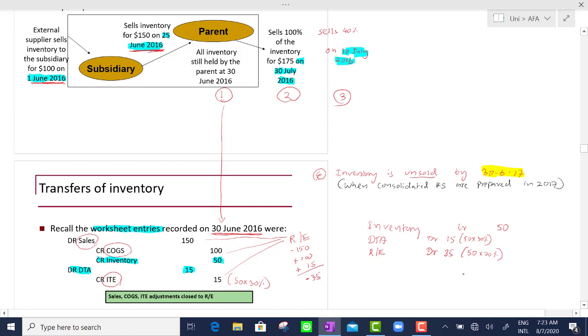Very easy. To correct that, when it comes to the current year 2017, we should remove that overstated profit of last year from the retained earnings, because we don't see the last year profit now. It is added to the retained earnings. Therefore retained earnings debit 35 to eliminate the overstated profit of last year. So this is the entry.